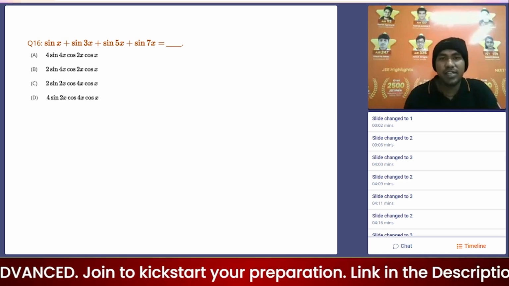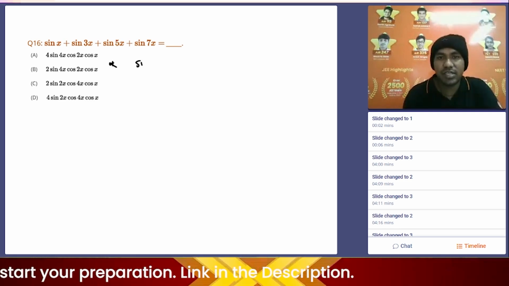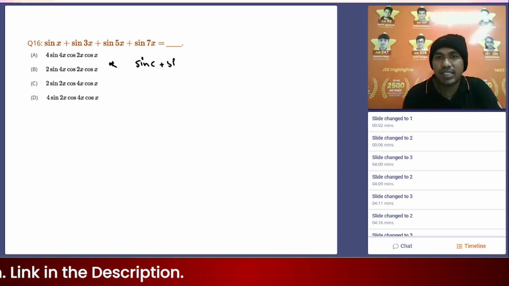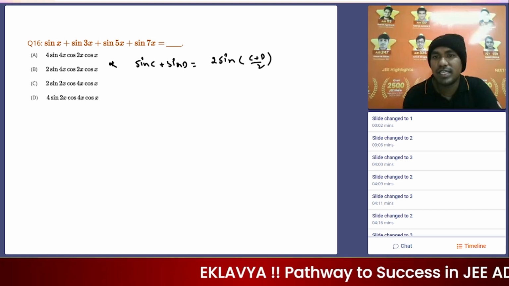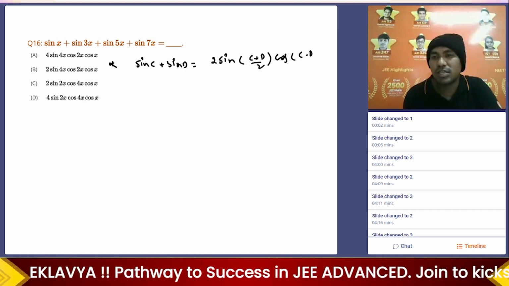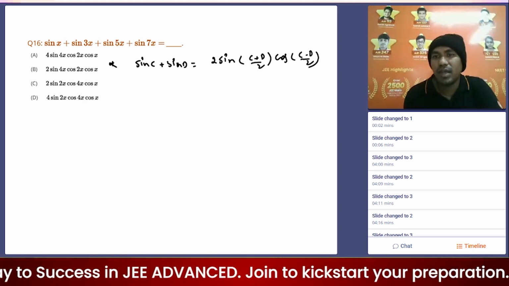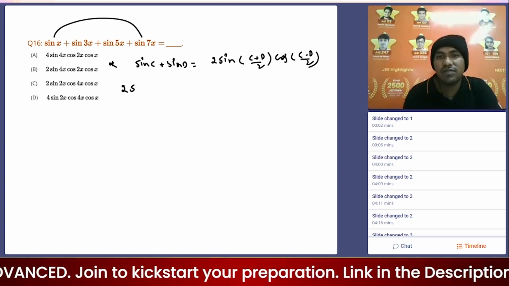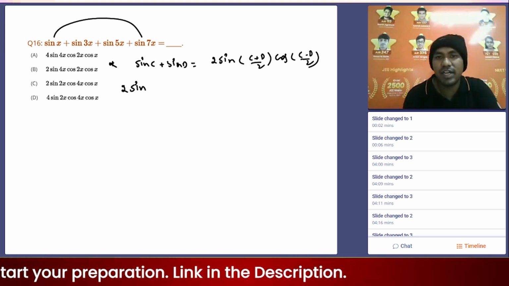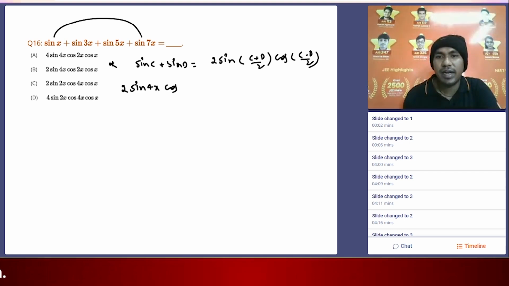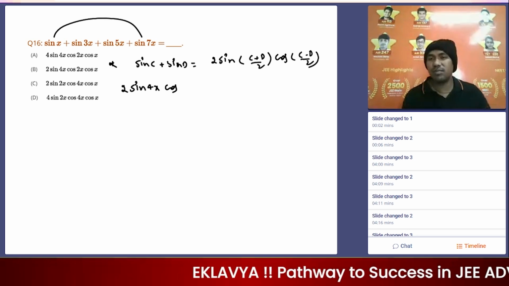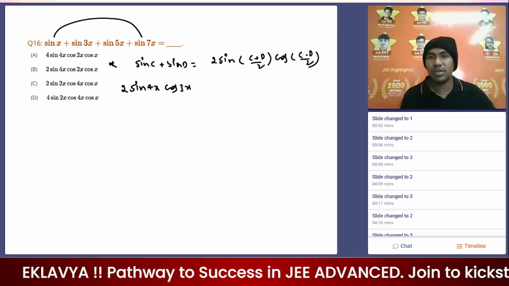Next, sin x plus sin 3x plus sin 5x plus sin 7x. If you remember the formula, sin c plus sin d is equal to 2 times sin of (c plus d) by 2 and cos of (c minus d) by 2. Taking the first one and last one, you get 2 sin of 7x plus x, 8x by 2, that will become 4x, and cos of x minus 7x, minus 6x, cos of minus theta will be cos theta only, by 2, that will become 3x.